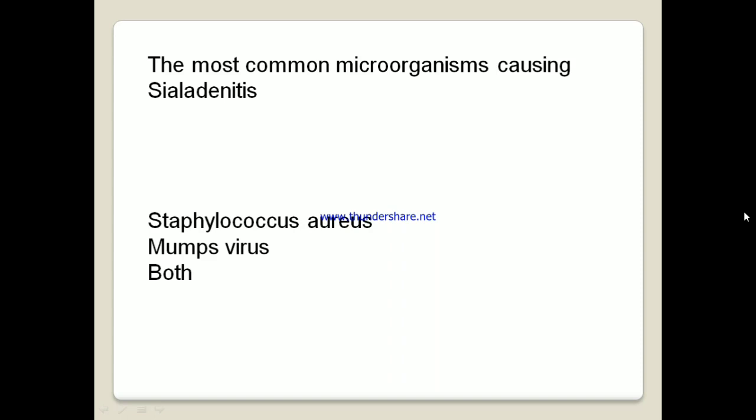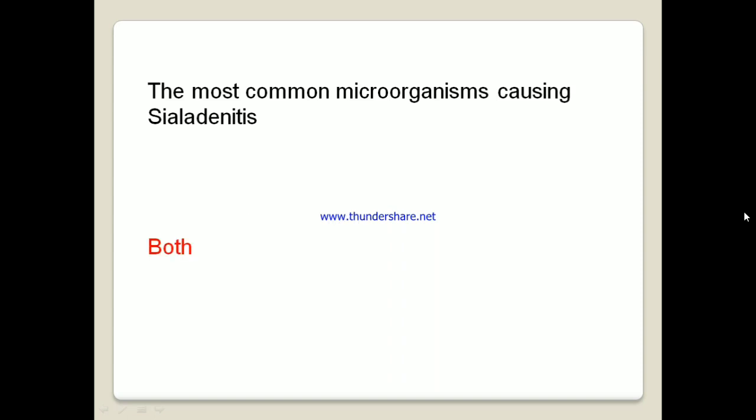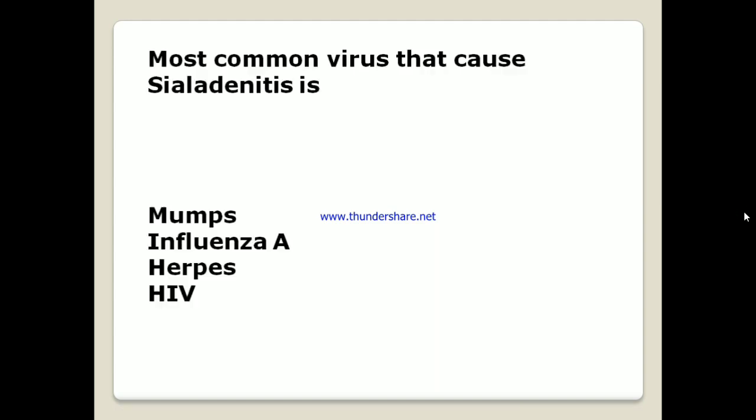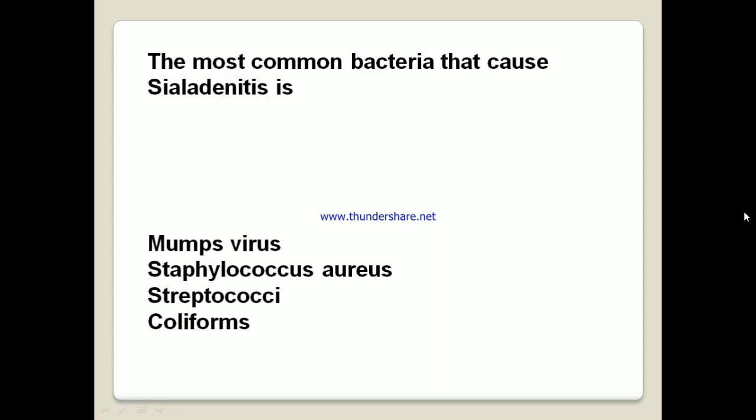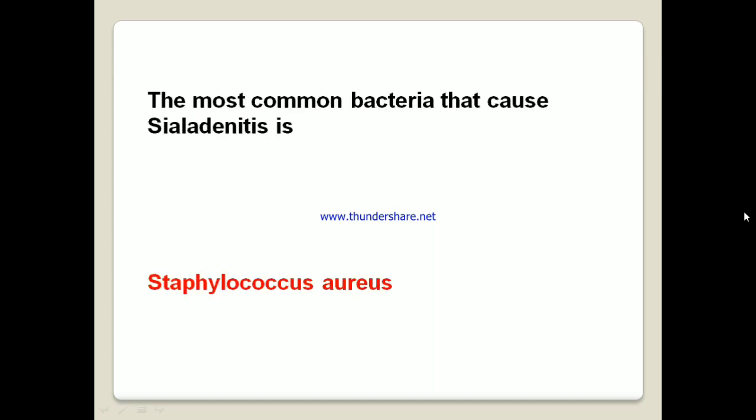The answer is: it is always chronic. The most common microorganisms causing sialadenitis: Staphylococcus aureus. Mumps virus. Both. Most common virus that causes sialadenitis: mumps, influenza A, herpes, HIV. The answer is mumps. The most common bacteria that cause sialadenitis: mumps virus, Staphylococcus aureus, streptococci, coliforms. The answer is Staphylococcus aureus.